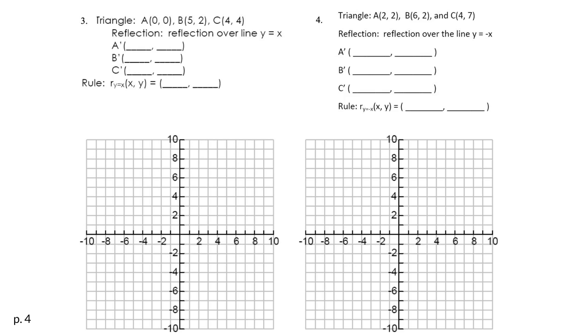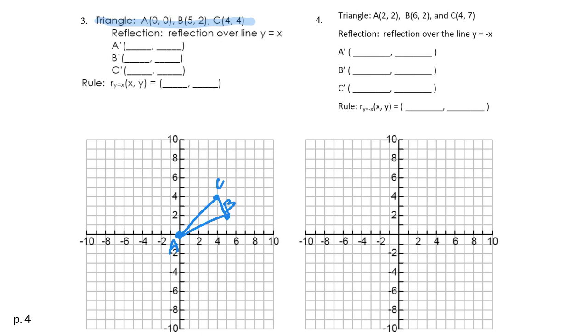Let's go over these different reflections. So for number 3, once again, we just want to first draw our pre-image triangle, triangle ABC. So I'm going to do that in blue, like how we've been doing before. So my first point is 0, 0. I'm going to label that A. 5, 2, I'm going to label that as B. And then finally, 4, 4 is C. So I'm going to draw these 3 points together.